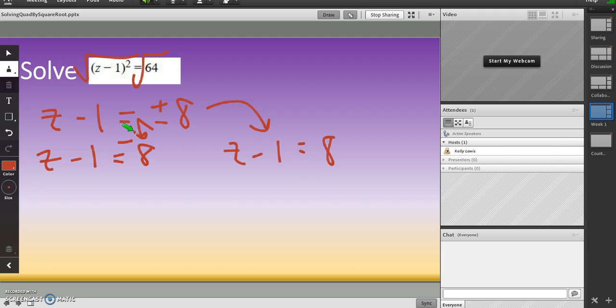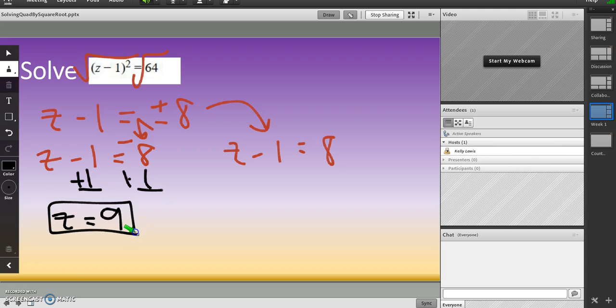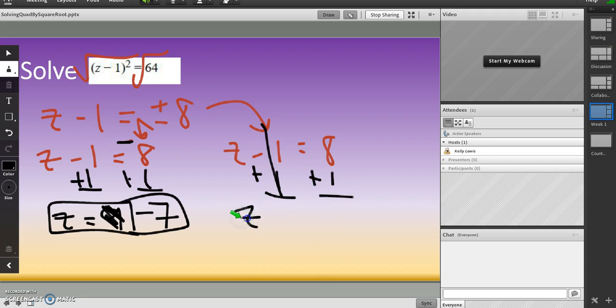All right, and so on those steps, we need to solve both equations. Then here we're going to add 1 to both sides. So we get z equals 9. Here we'll add, oh, we do not, because this is negative 8. Negative 8 plus 1 is not 9, it is negative 7. Sorry guys. Add 1 to both sides. So we get z equals 9.